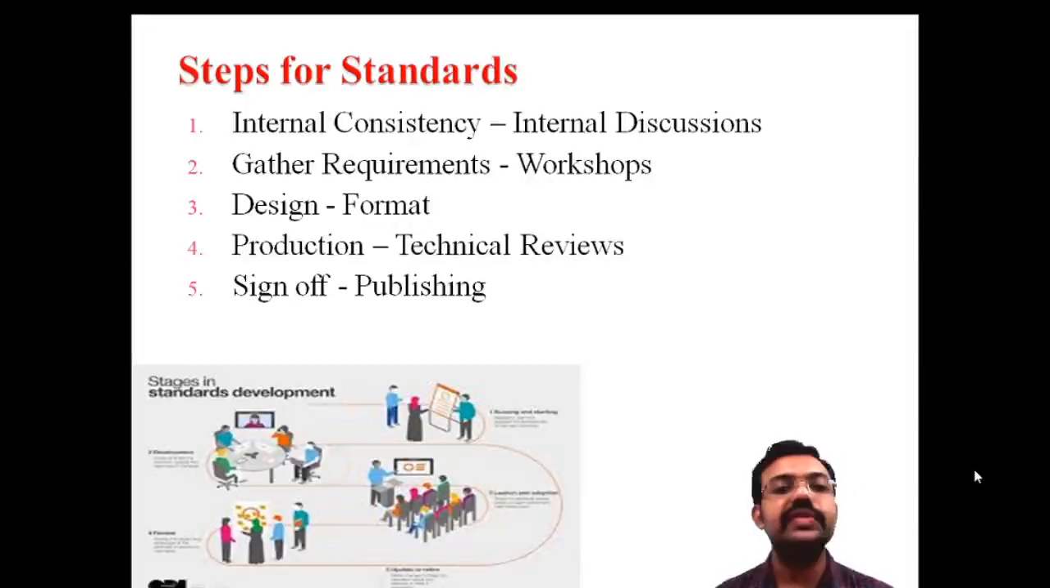The first one is internal consistency, the second one is gathering requirements, the third one is design, and then there is production and signing off. Internal consistency means internal discussions within the organization, and gathering requirements is part of the workshops. Design is like formatting, production means the technical reviews, and the last one is signing off, which means publishing. And these are the 5 important steps regarding the standards.